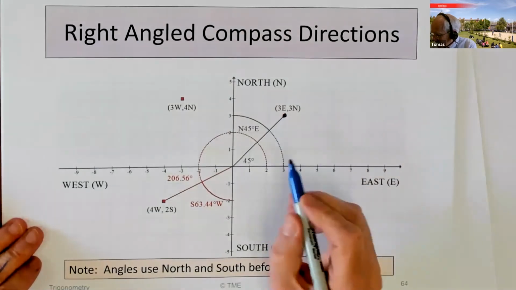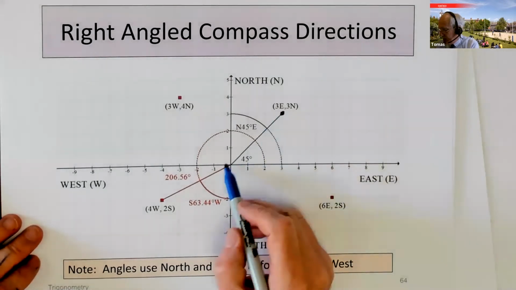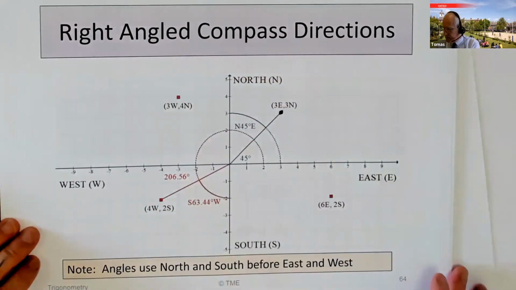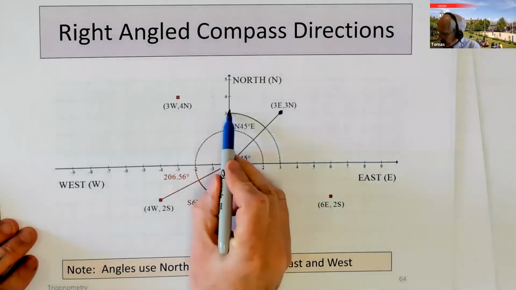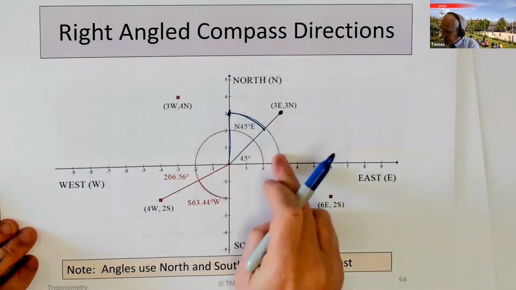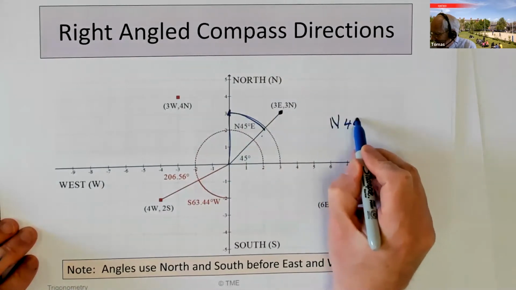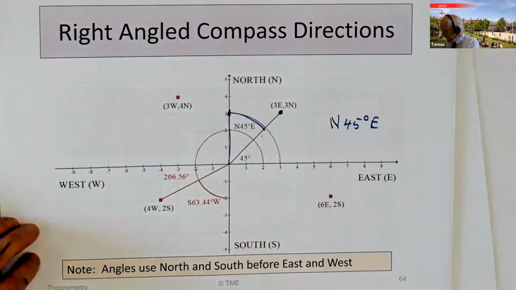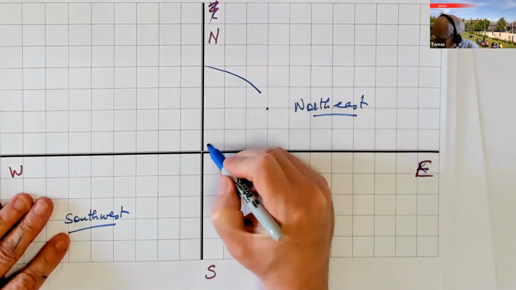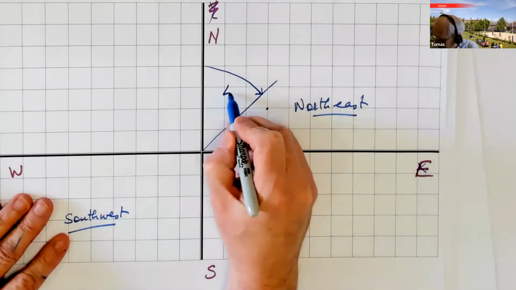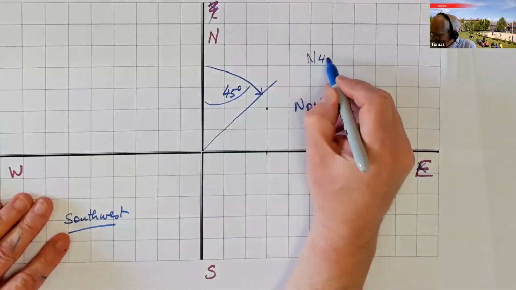Here's a point here, and we say, how do we get to this point 3, 3? Well, we don't say it's somewhere over here in the northeast. What we say is we go up north first, and then we turn. So if this was the same 3 and 3, we'd say north 45 east. That means I go up north, and I turn here from the north through 45 degrees to get where I'm going. So I'm traveling north 45 degrees east.